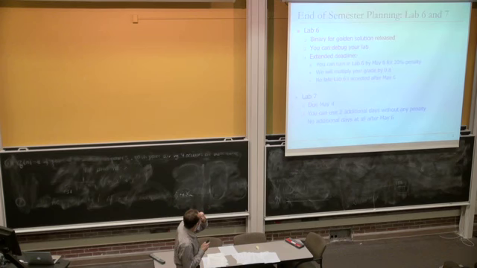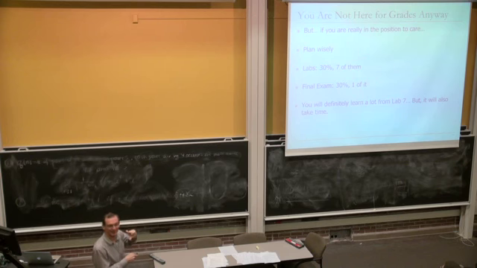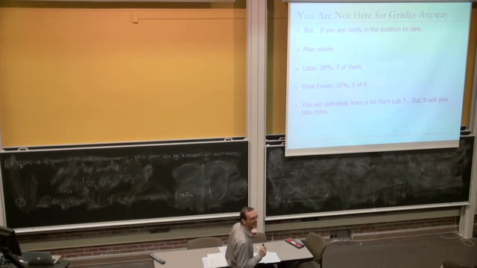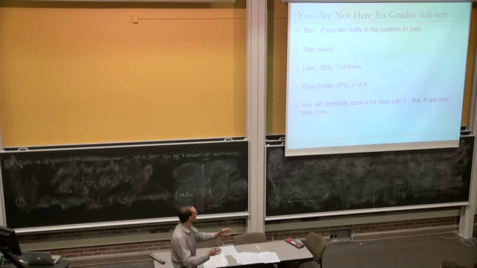And one more thing, since it's the end of the semester. If you're really crunched for time, don't lose the bigger sight of what's happening in the course. You're not here for grades anyway, I know, but if you're really in the position to care, plan wisely. Labs, 30%. We have 7 of them. Final exam, 30%. We have 1 of it. Amdahl's law. Right? Okay. You will definitely learn a lot from lab 7, but it will also take time. Okay? So plan wisely. You're all adults.